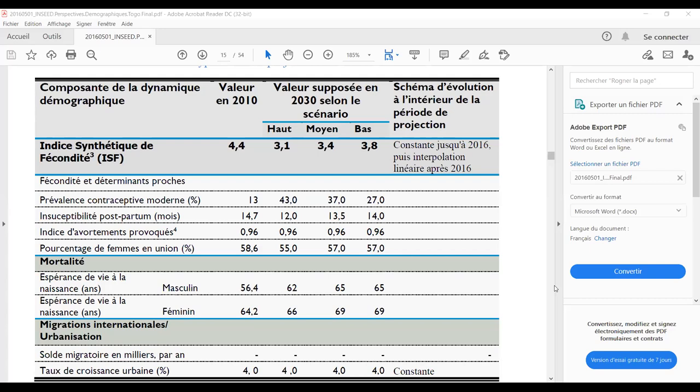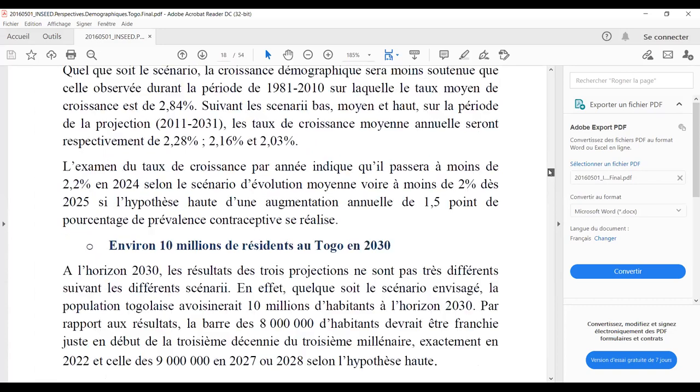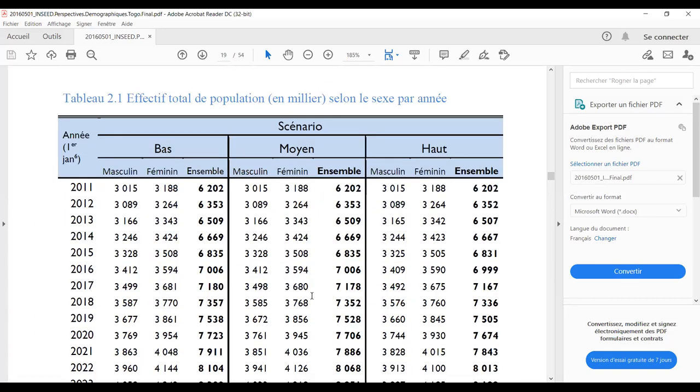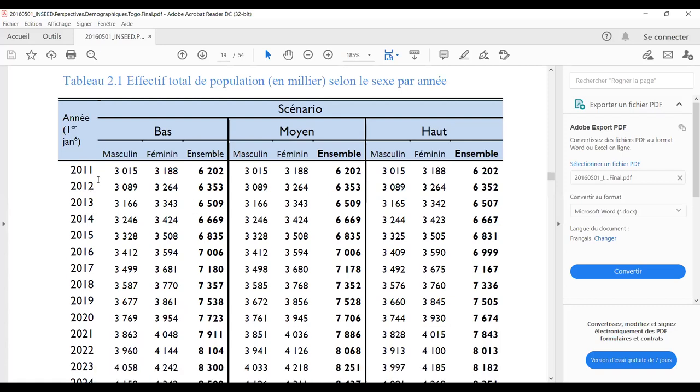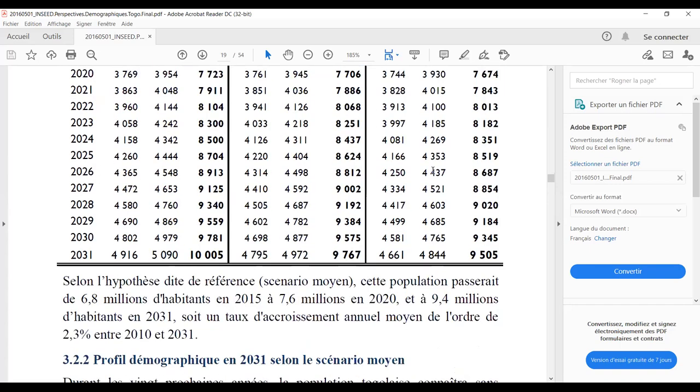For example, in Togo, we have decided to give the authority to the National Statistics Institute. So they come up with this kind of table, you can see my screen, and they use the estimates from the synthetic fertility rate, from mortality, from migration and from urbanization. Using that, they can come up with scenarios over the years. For the total population, they can estimate for the upcoming years the low, the intermediate, and the high scenario, for age groups and for sex.